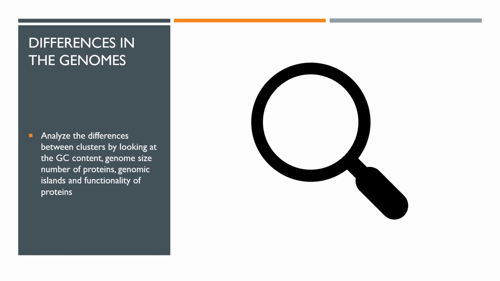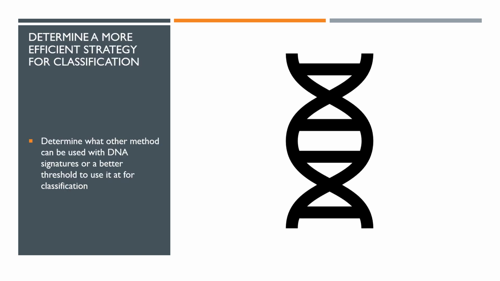If differences lie in the core genome, I know that actually causes them to be part of a different species altogether. I then want to determine a more efficient strategy for classification. I want to figure out the way that DNA signatures can be used better for classification. This will be based on using it in conjunction with something else, because I've already looked at the DNA signature thresholds and determined that it is being used at the best threshold right now. So I want to figure out what other method I can use it in conjunction with.